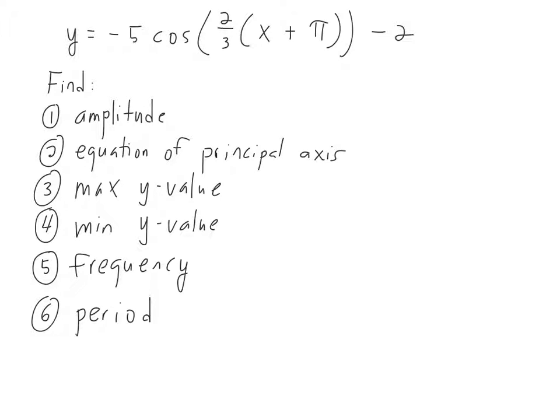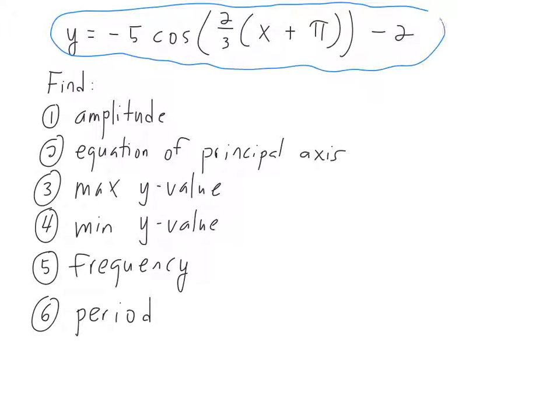Alright, last example. Suppose we're given this function here, y equals -5 cosine of 2/3 times x plus pi in the inside, and then all that minus 2. We are looking to find several different things here. So let's go through them one at a time.